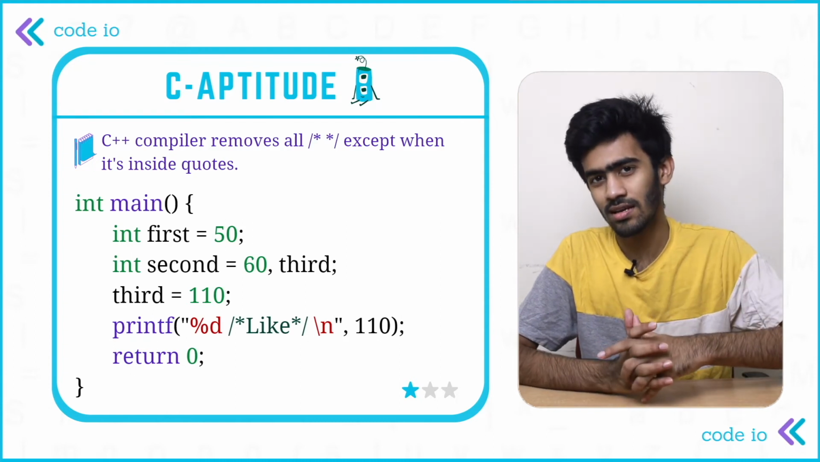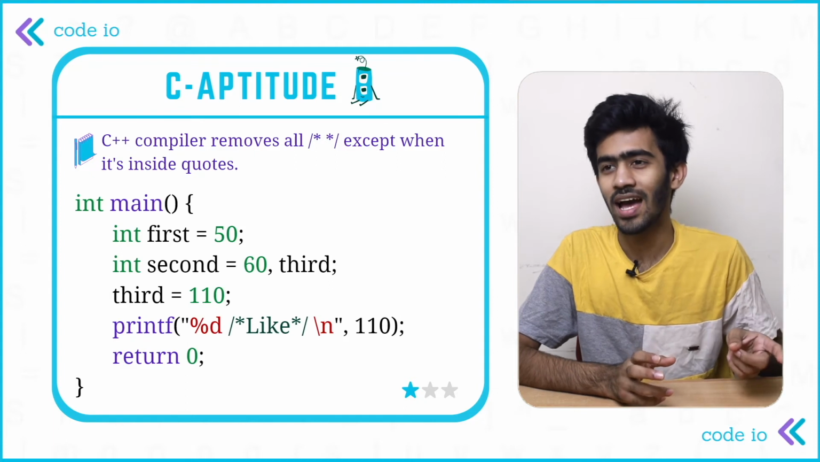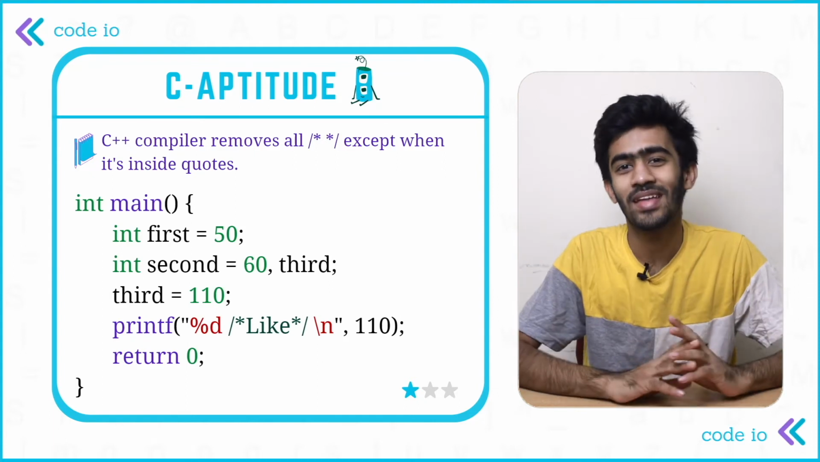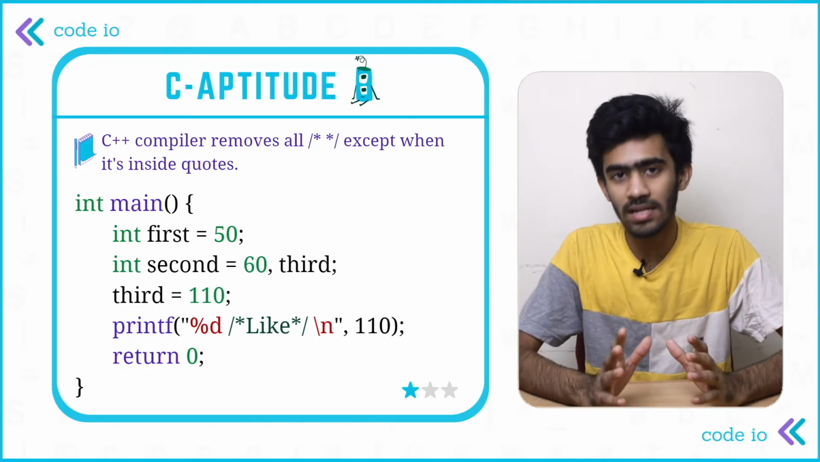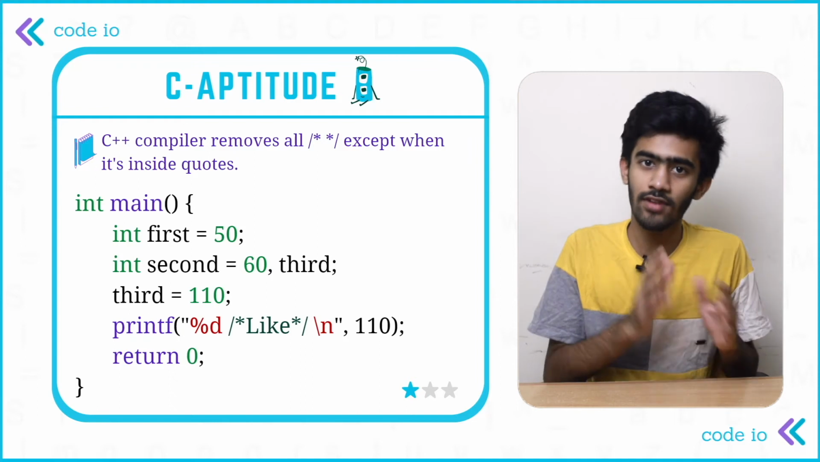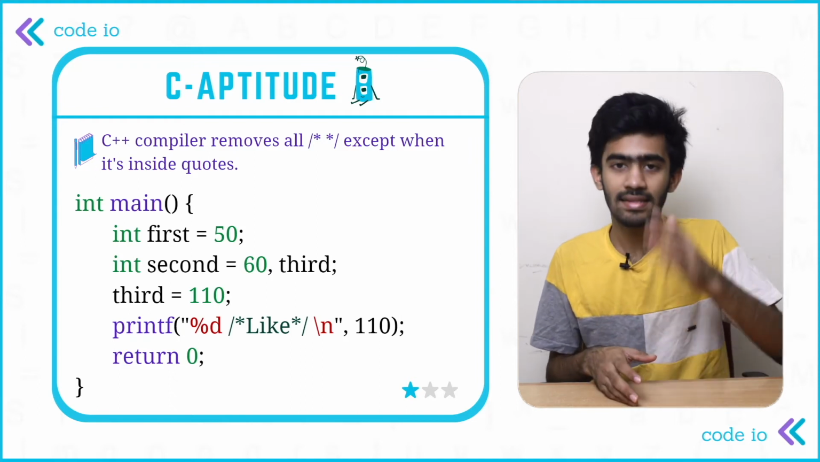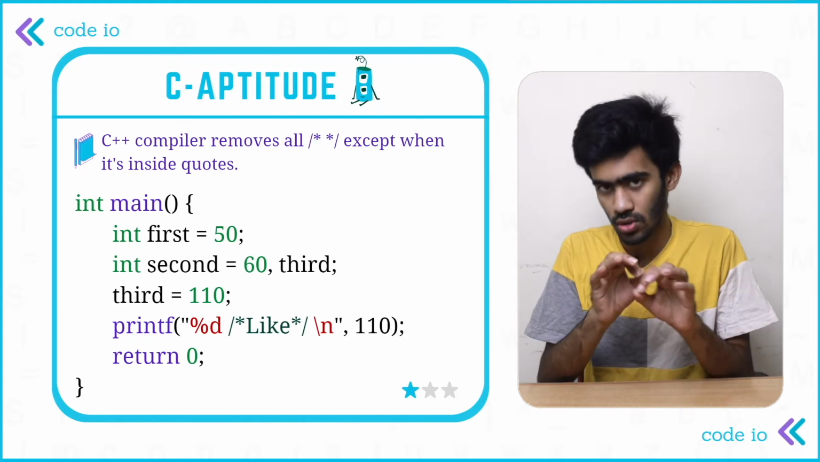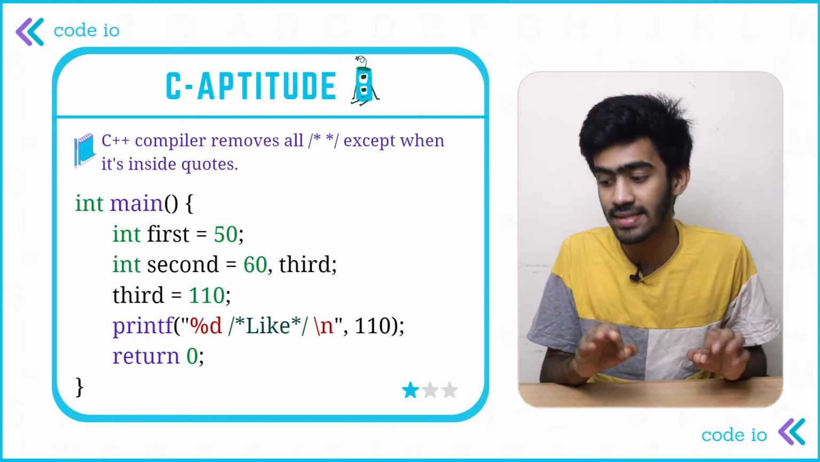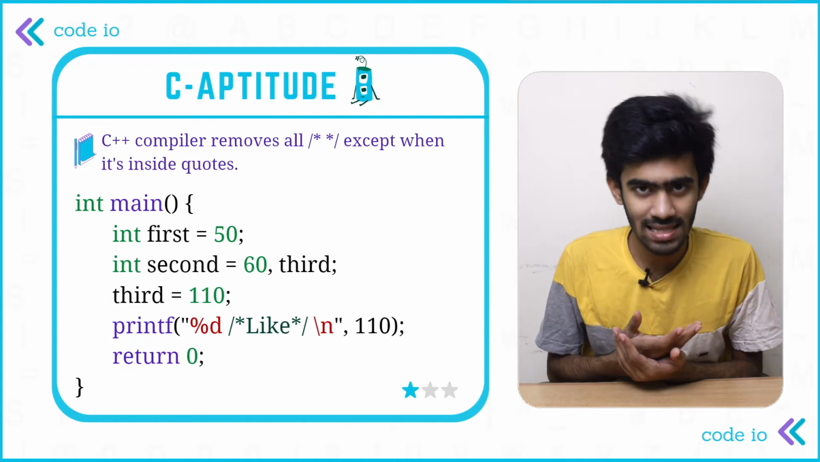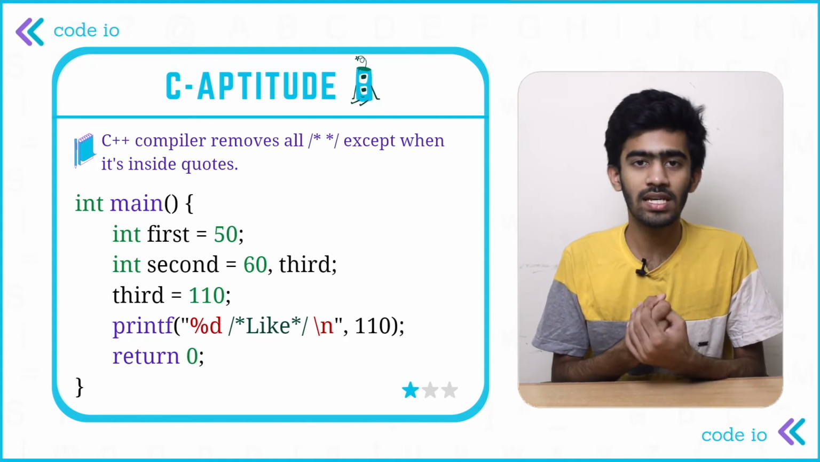So this is a slash. Okay, so we have slash, star, like, star, slash. So what would be printed is 110, the value that is evaluated from third would be printed first, and then slash star, the word like, and then star slash. So those characters will be printed as they are, and then we have \n, and hence it moves on to the next line. So that would be our output.